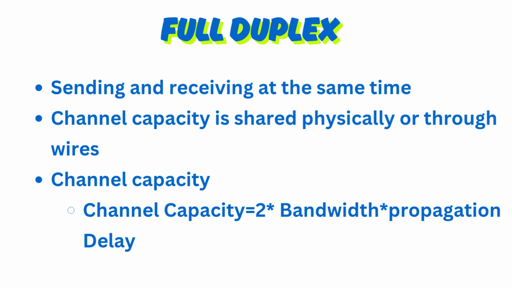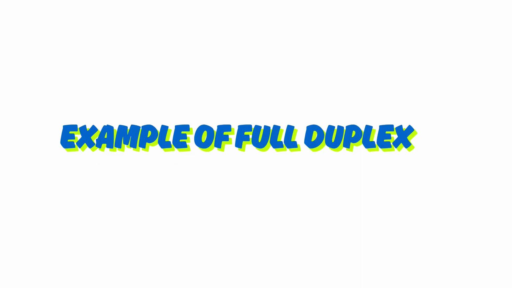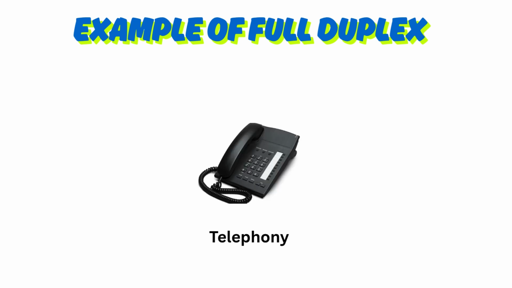In this equation, the channel capacity is equal to 2 times the bandwidth multiplied by the propagation delay. The concept of full duplex mode can be well understood with the help of this diagram. In this diagram, both sender and receiver are sending data at the same time by utilizing the full capacity of the entire medium. Some of the well-known examples of full duplex mode of communication are mobile communication or telephonic communication.